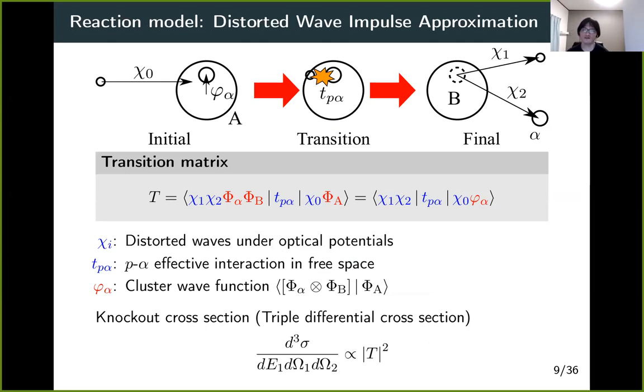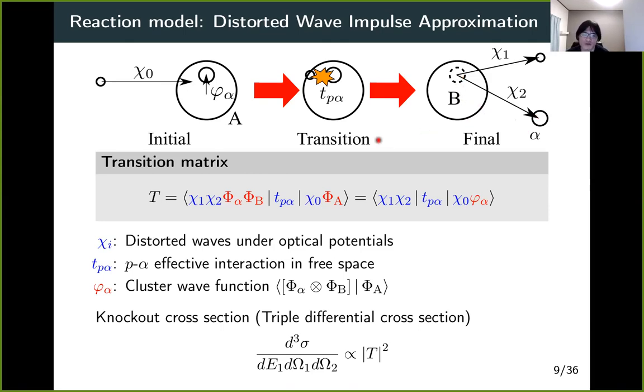It's rather easy to understand this model intuitively. In the initial state, we have a distorted wave, the scattering wave of the incident proton. And this is a cluster wave function, the relative wave function between the cluster and the core, which forms the target nucleus. In the final state, we have the residue and 2 emitted particles. One is the proton, the other is the alpha, and these chi1 and chi2 are the distorted waves between the proton and residue, and also the alpha and residue.